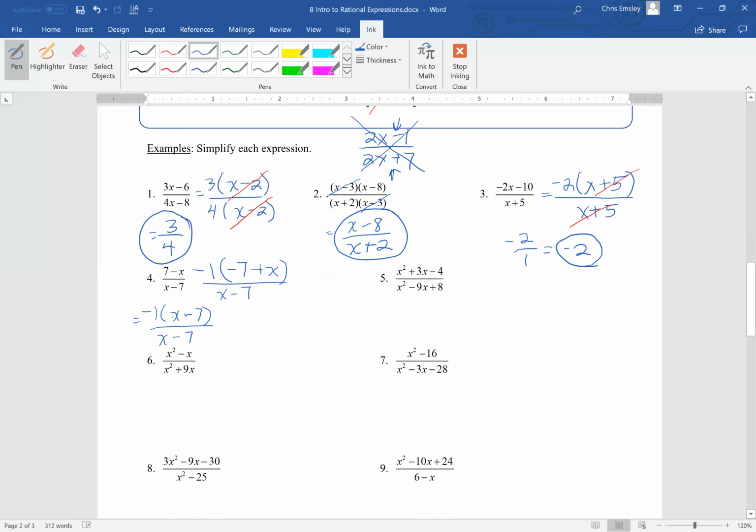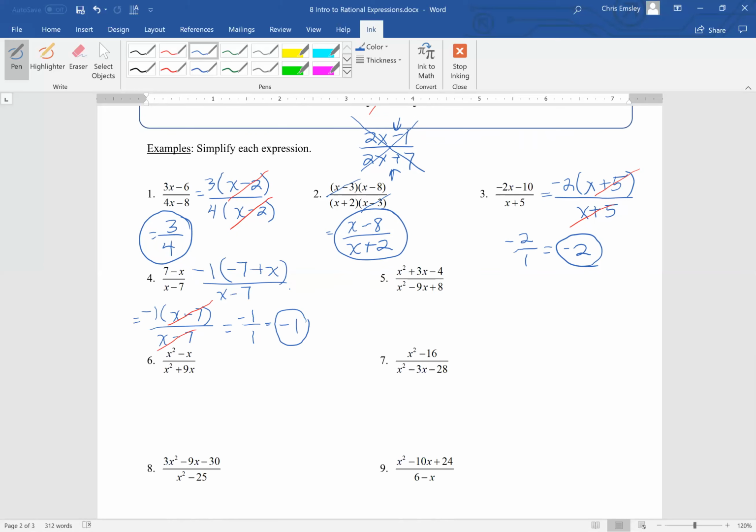And then once we finally have it written like that, you can see we do have two common factors, x minus 7 on both the top and the bottom. So there is our simplified expression. That whole expression is just equal to -1.